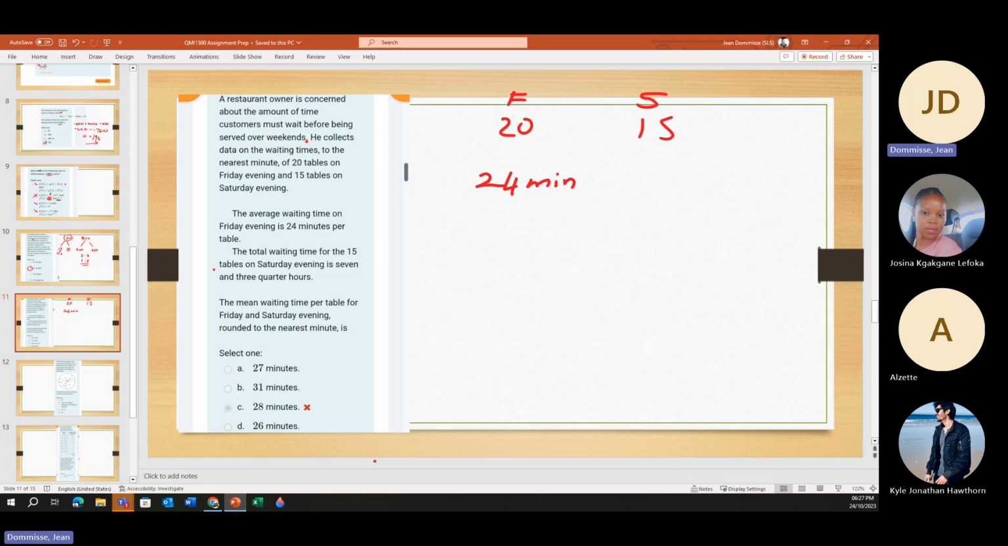The total waiting time for the 15 tables on Saturday evening is 7 hours and 3/4. So that average you will need to divide by 15, but let's just do that. 7 hours and 3/4 times 60, so that we have that in minutes as well. 7.75 times 60 will give us 465.